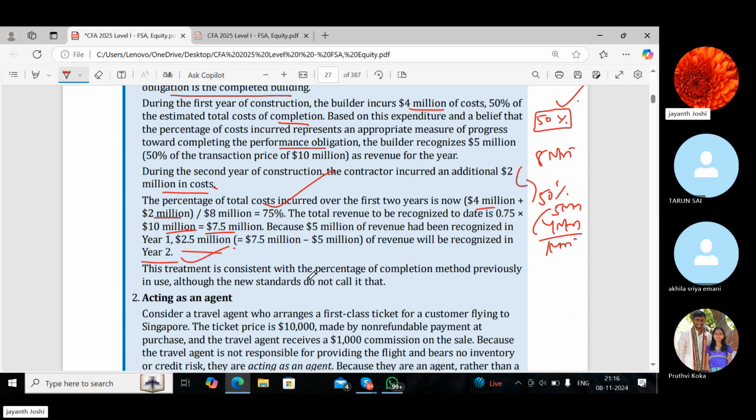This treatment is consistent with the percentage of completion method previously in use, although the new standards do not call it that. Okay, we'll see what the new standards are following right now. They have not given any mention about that. So what is there in the syllabus, we are going to cover that one. Maybe they have given the enhancement or update of this in level 2. So let's go for the next question.